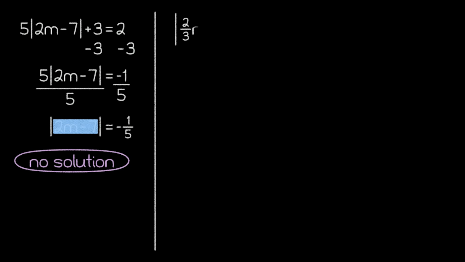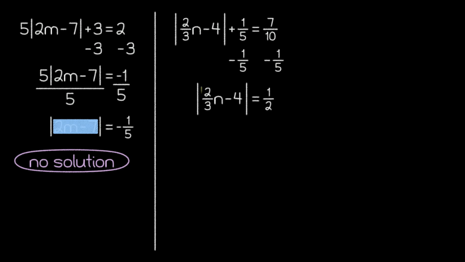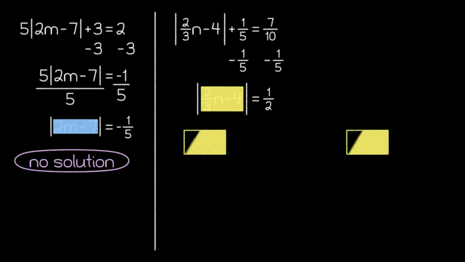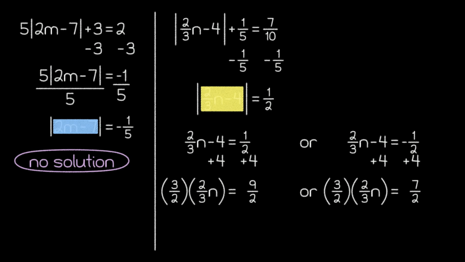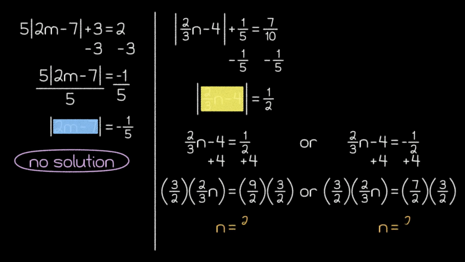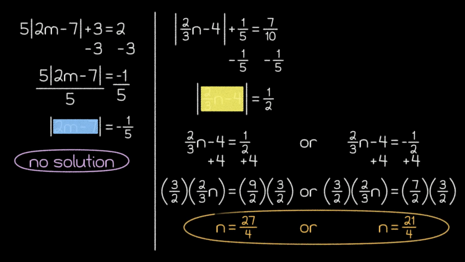Let's follow that up with a problem that contains several fractions. Once again, we'll hold off on boxing until we get the absolute value isolated. But once we get to that step, we'll draw a box to see that the expression inside the absolute value bars can be either 1/2 or -1/2. From there, we'll need to do several more operations with fractions, but eventually we'll see that n is equal to 27/4 or 21/4.